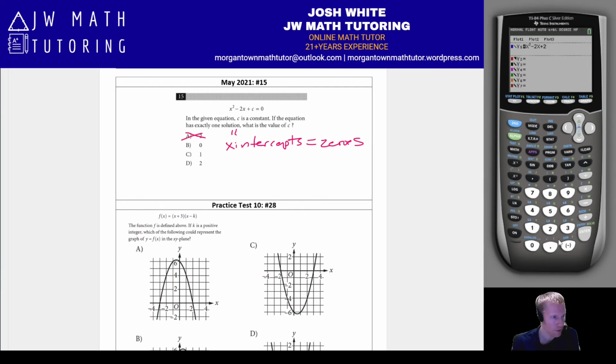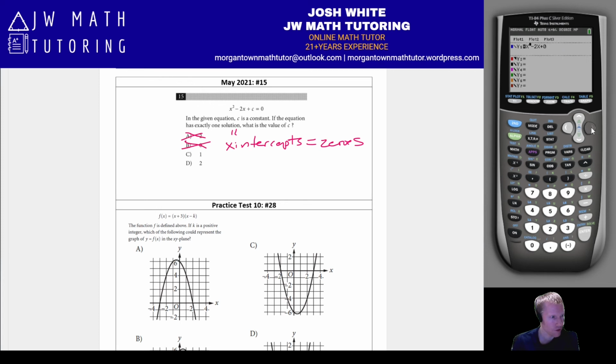I just want to check plus 0. I don't have to type this, I could just delete it, but whatever. I'll just type it, and we'll see what happens when we graph it. So again, notice the same thing happens. It crosses the x-axis twice. There are 2 x-intercepts, therefore there are 2 solutions, therefore it is not the correct answer.